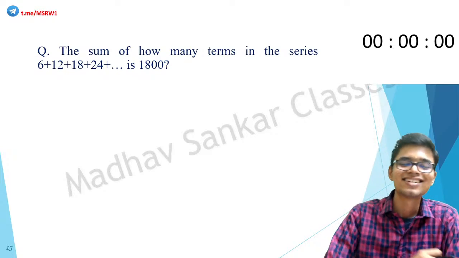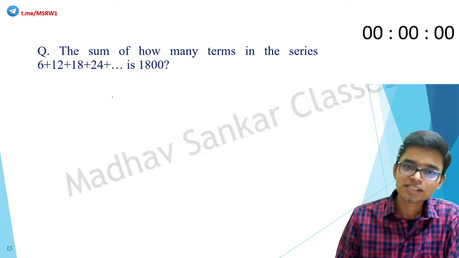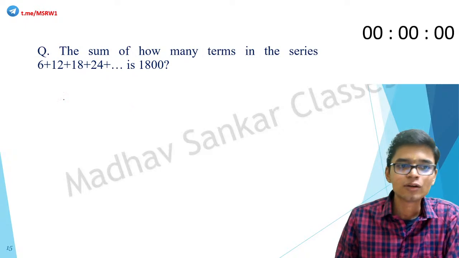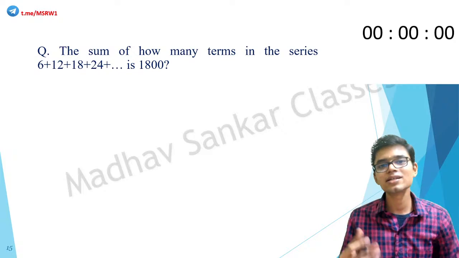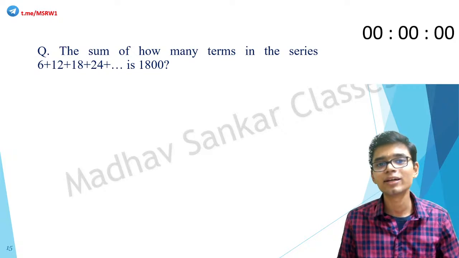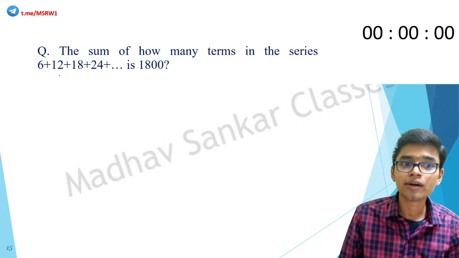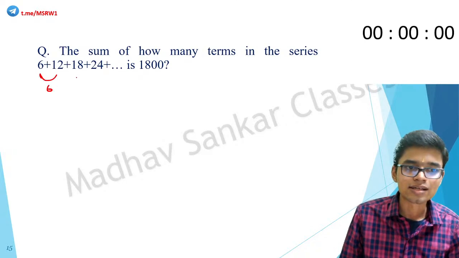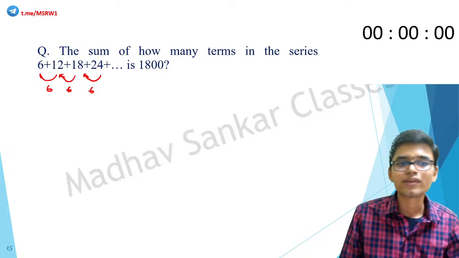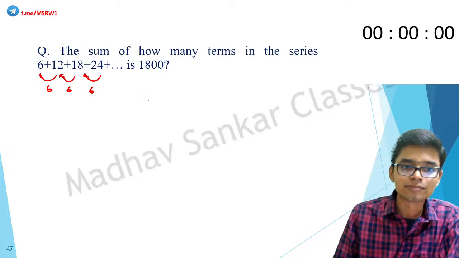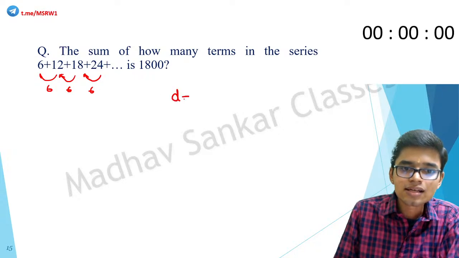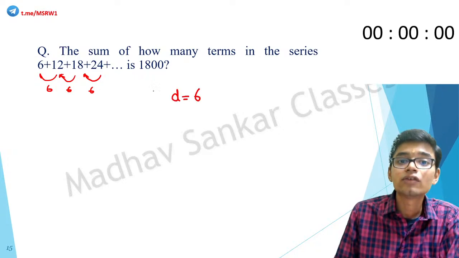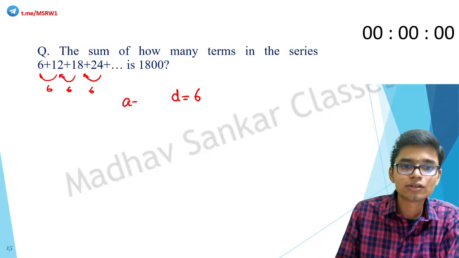Okay, time's up. So how to do this question? First of all, identify the type of series. Okay, 6 plus 12 plus 18 plus 24, etc. So what kind of series is this? This is an arithmetic progression. Why? Because there is a common difference. 12 minus 6 is 6. 18 minus 12 is 6. 24 minus 18 is 6. So we have a common difference. So there is a d, and the value of d is 6. What is the value of a? a is the first term. So a is equal to, here a is also 6.